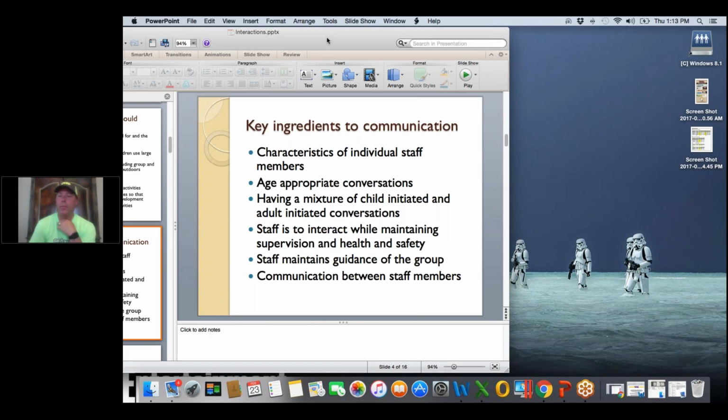Of course, when we are communicating with children, we must maintain supervision and we must maintain health and safety standards. Of course, maintain the guidance of the group. So you're going to steer that along and make sure that we've got proper communication between the staff members. All right, cool. Here we go. We're going to go over 10 really simple steps to quality communication in the classroom.